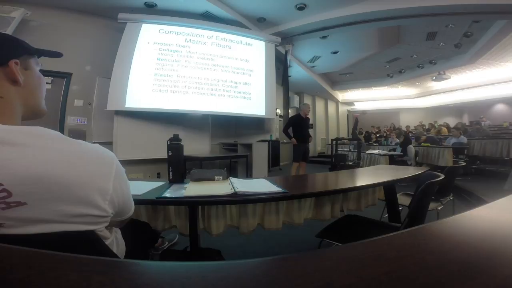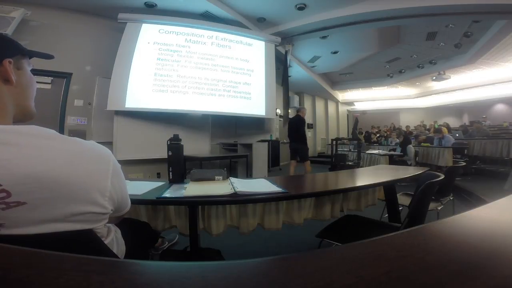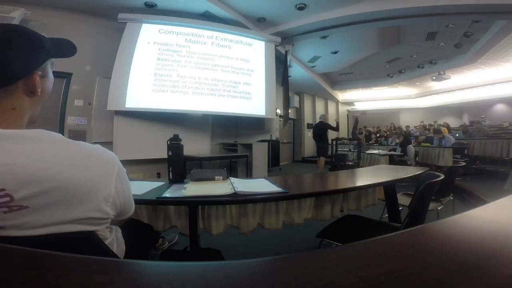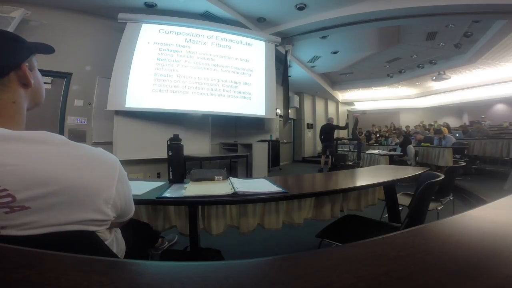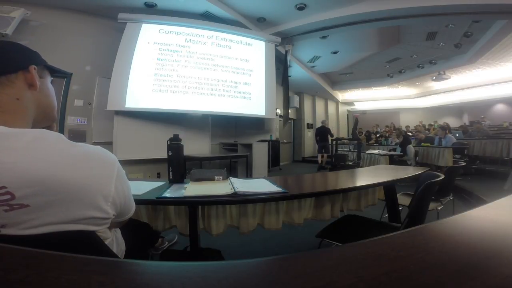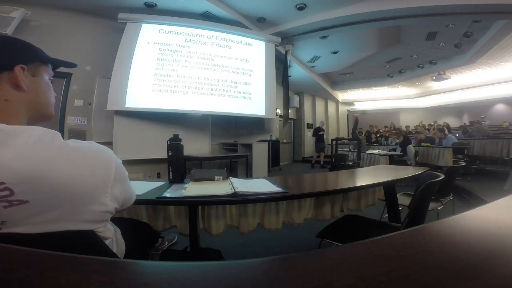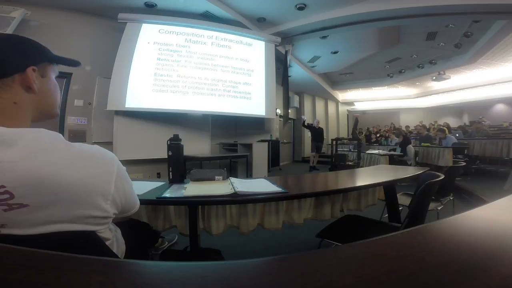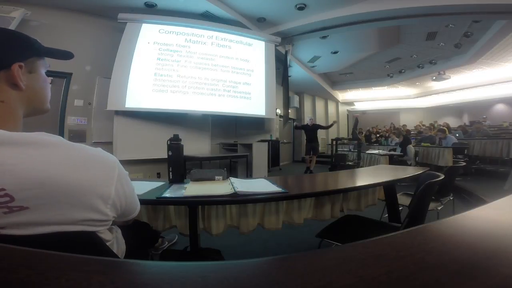So, what is the ground matrix made of? It's made up of two things: ground substance and protein fibers. We talked a bit about this in lab last week. The three types of protein fibers: collagen, reticular, and elastic. Collagen, strong, tensile fibers.